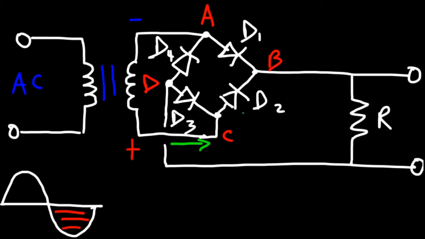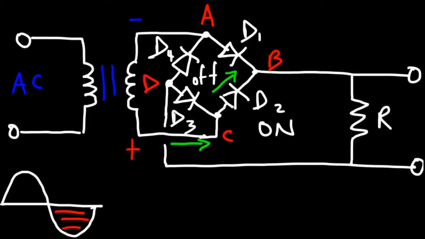And then from point C, the current will flow towards point B. That is through D2. And so D2 will be in the active state. It's not going to flow through D3 because, as you could see, the diode arrow and the direction of the current, they're opposite to each other. So D3 is inactive. It's off.